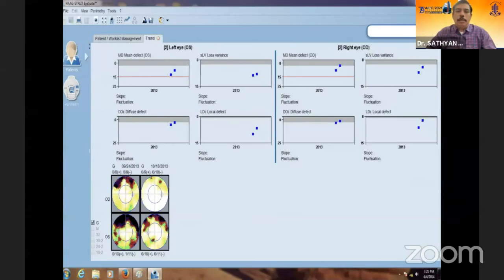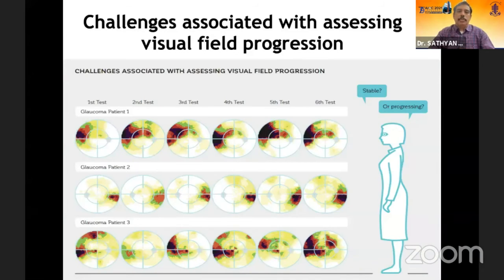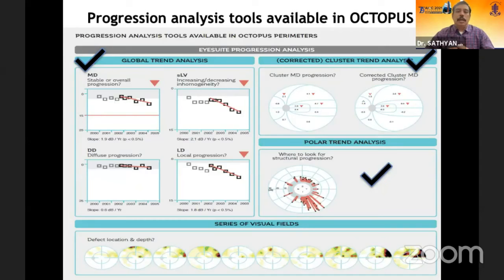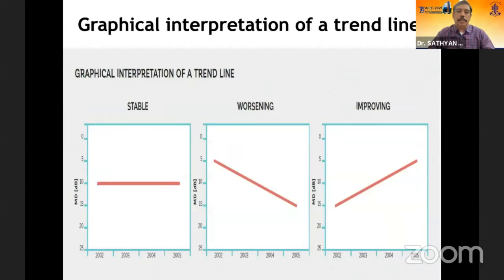So this is how the Octopus EyeSuite gives the software. This can be installed on your desktop, and you can see the right eye, left eye, both eyes. You can see there are multiple graphs. We'll just go through that. There are various challenges once you are looking at whether the visual field is progressing or not. The Octopus gives you the global trend analysis, like what the earlier speakers have shown. And you have the cluster trend analysis and the polar trend analysis. These three graphs will give you all the details.